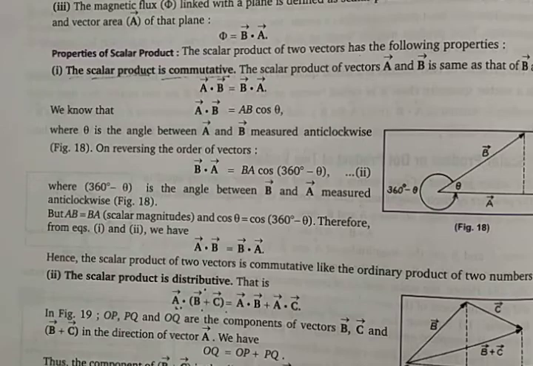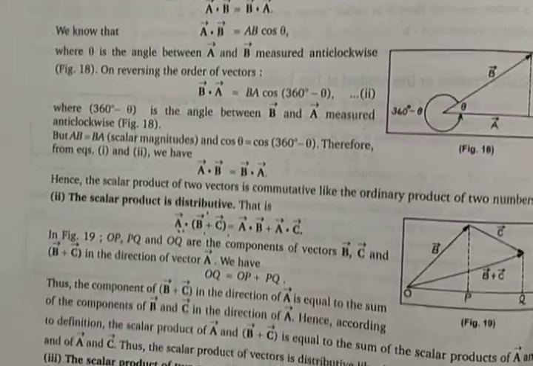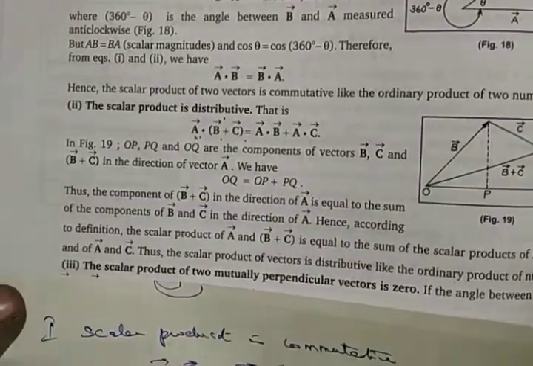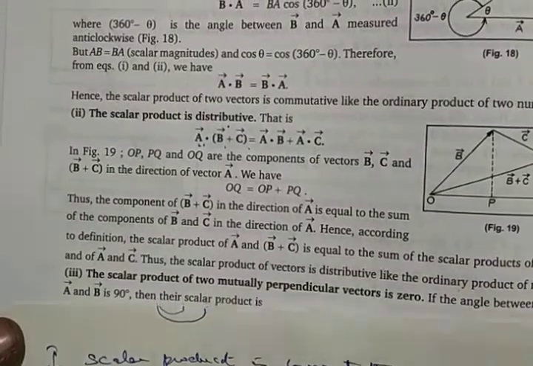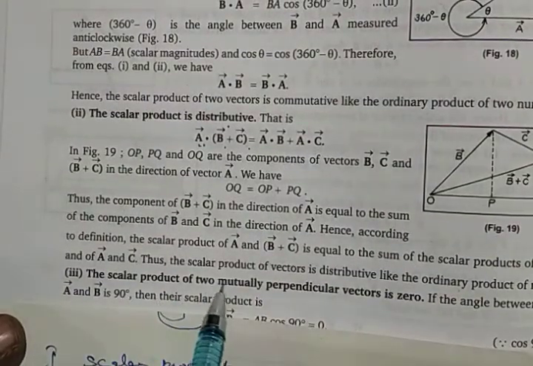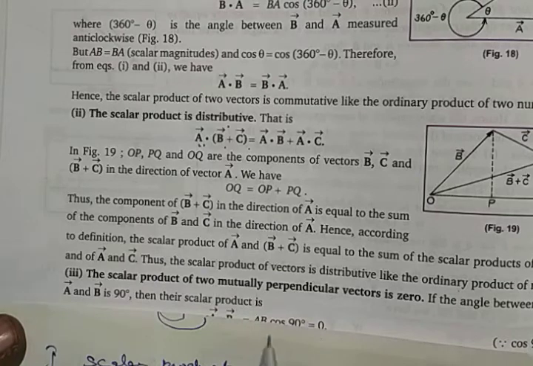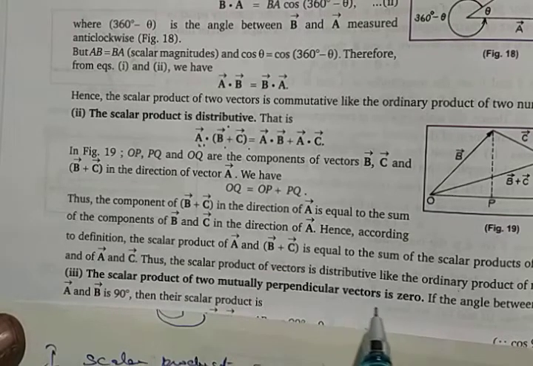Third property. Property number 3. Go down in the book itself, you will see the property number 3. Scalar product of two mutually perpendicular vectors is 0. Very, very important. Scalar product of two mutually perpendicular vectors is 0.